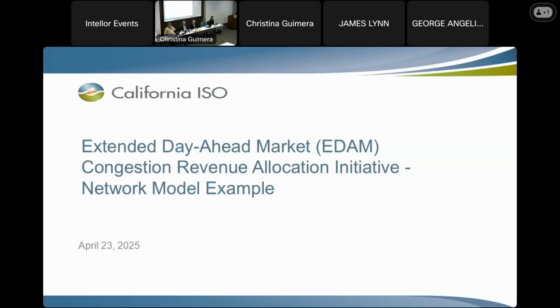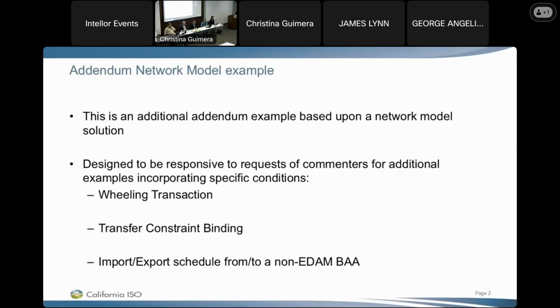Okay, thank you. All right. Thanks, Rohan. So let's move to the addendum example. And this is a separate document, I believe, that's posted and available on the initiative webpage as well. And we have it projected here. So go ahead, James. Well, this one I think you guys will like because the prices are more consistent.